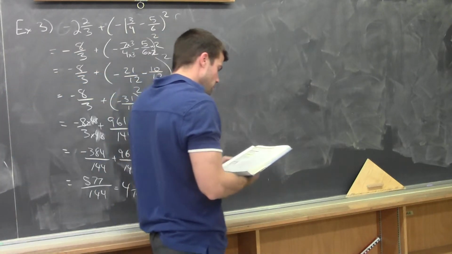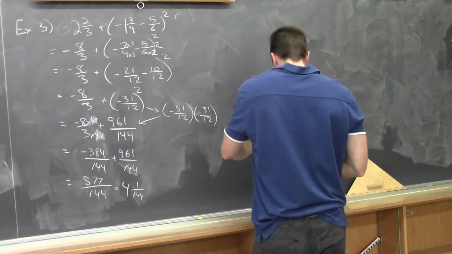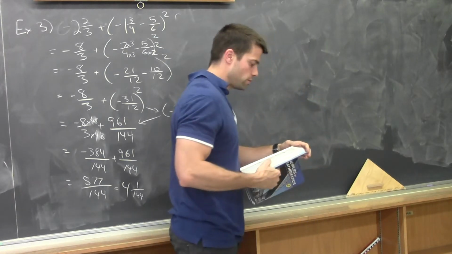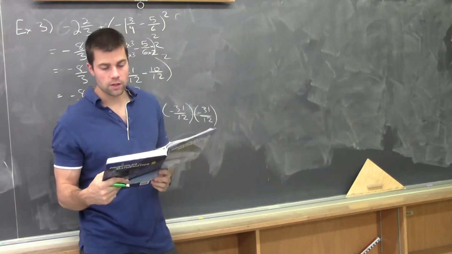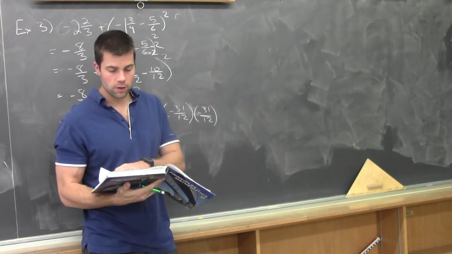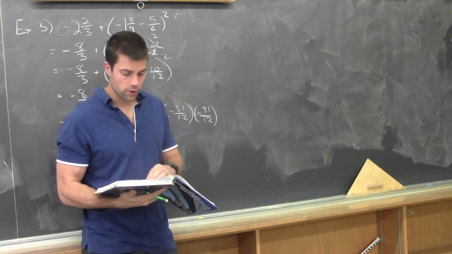Alright, the last example is example 4. It says Jose worked at the mall this summer to help pay for her future university education. She invested $3,000 in an account earning interest at a rate of 3.5% per year. How much will her investment be worth in 4 years?